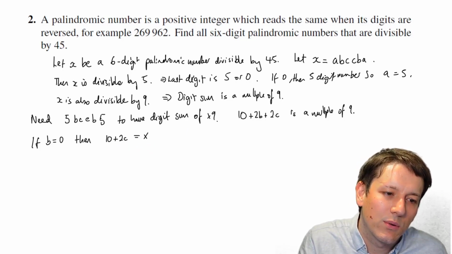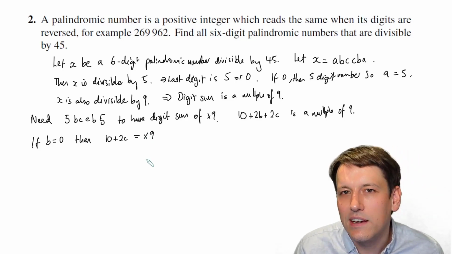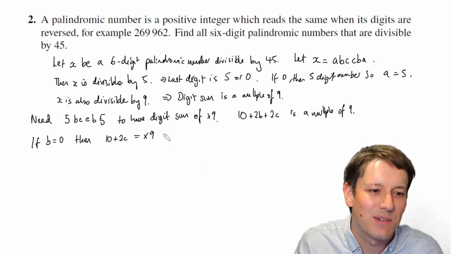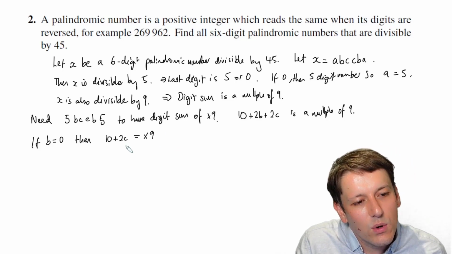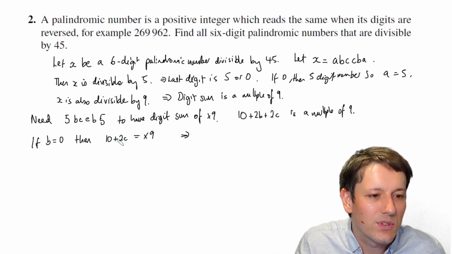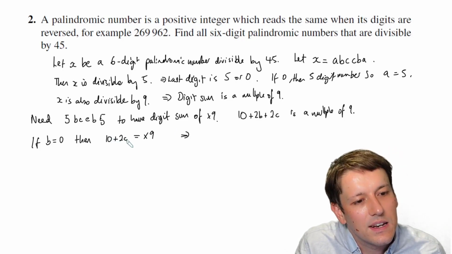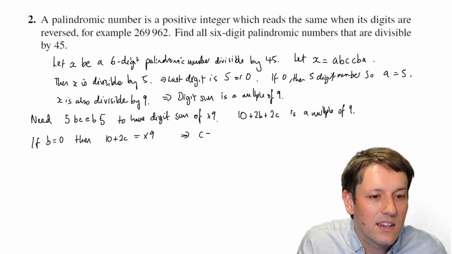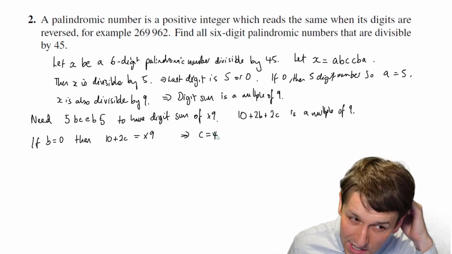Let me just write equals times 9 or something, maybe that sums up what I'm trying to write here. And so the only actual option that would make this work is to make c equals 4, and to make this 10 plus 8 is 18. So this means c is equal to 4.